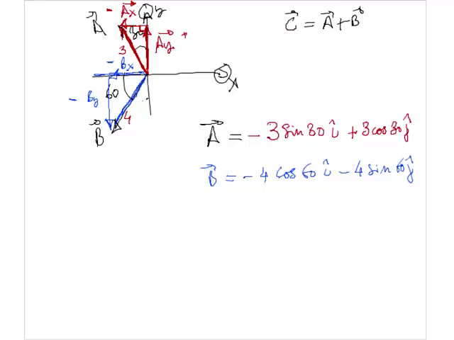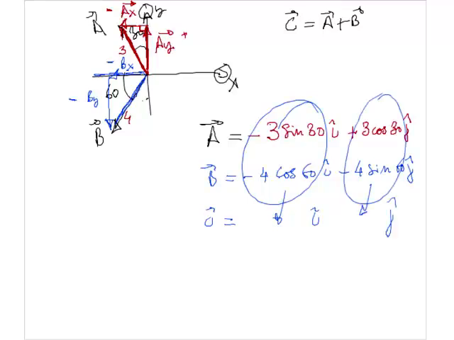Okay, once this is done, then the rest is easy. Vector C is just the sum of those two guys. Bang, done. And then I can use the Pythagorean theorem backwards. I'm going to take whatever is here, square it. Take whatever is here, square it. Add them up, take the square root. I got the magnitude. And for the direction, I take this component, I divide it by this component, I take the arc tangent, and I've got my angle.